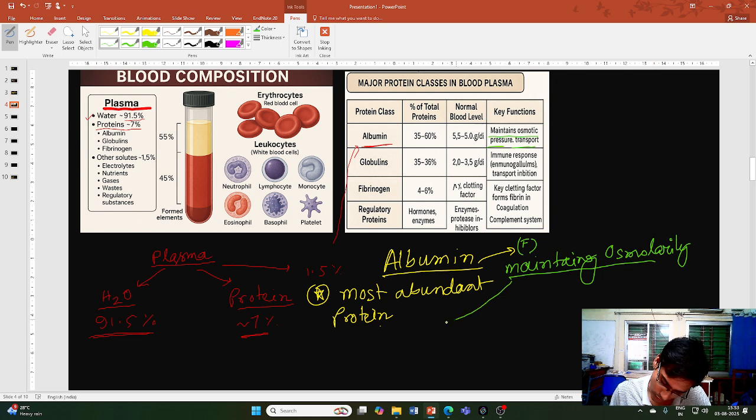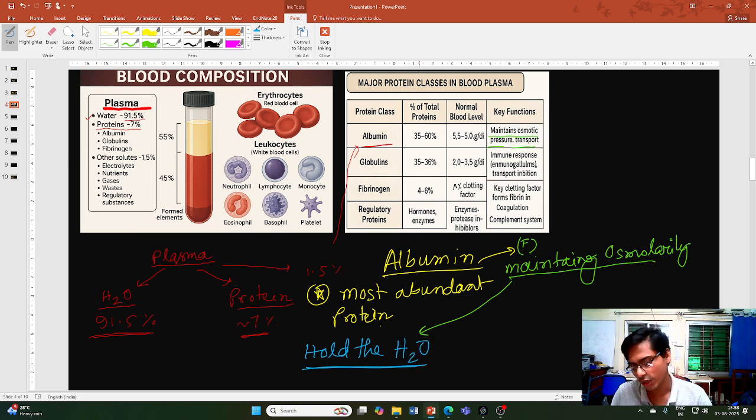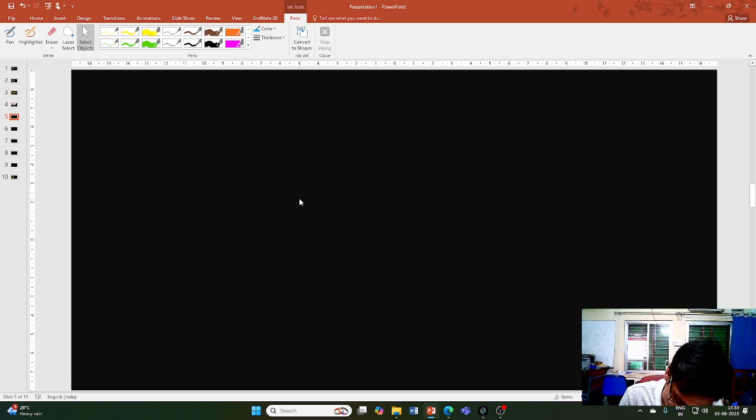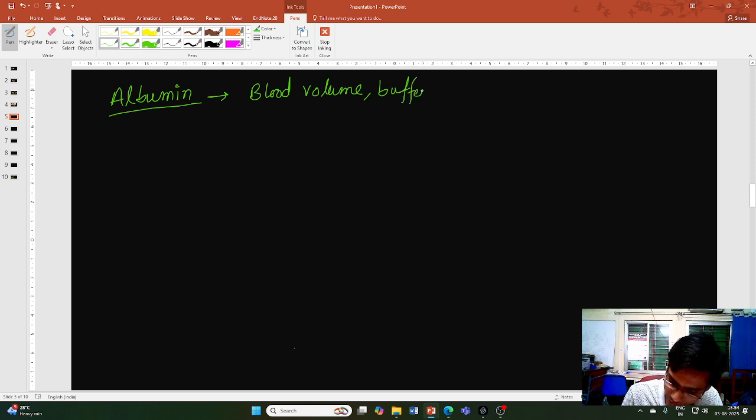That means it holds the water. In another sense you can write that it can hold the H2O. H2O holding completely depends on the albumin protein. So what happens if the protein does not hold the water? Now we are discussing albumin. By maintaining the osmolarity, it maintains the blood volume, because it holds the water. Another role is that it acts as a buffer.